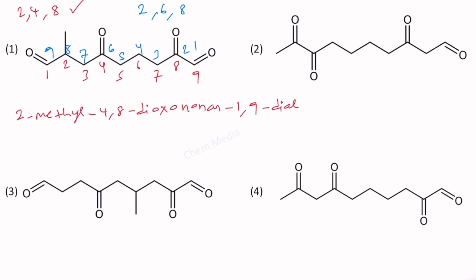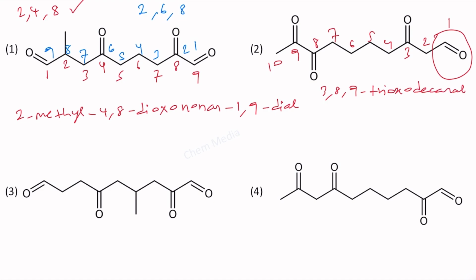Now in the second case, we have our aldehyde functional group here and therefore we should do the numbering right to left. So 1, 2, 3, 4, 5, 6, 7, 8, 9, 10. Therefore the correct IUPAC name is 3, 8, 9-trioxo because we have 3 keto groups, and then decanal.